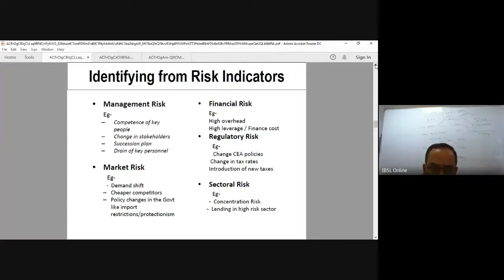So the risk indicators in this monitoring, risk indicators are very important, right? So when it comes to management, competency of the key people is important for you. You have to look at whether people like me who are running the business are competent, right? Change in the stakeholders, right?